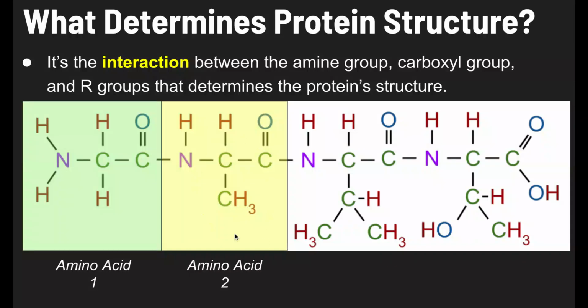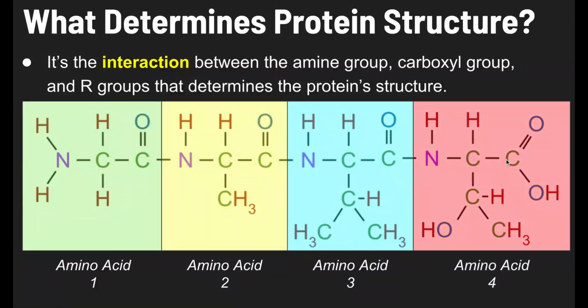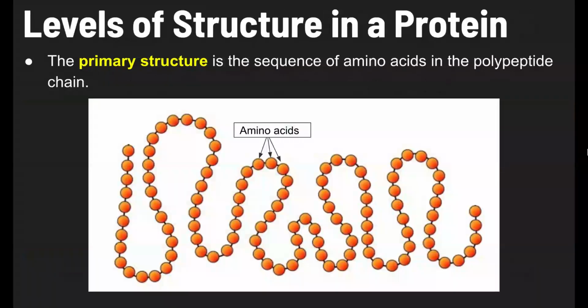So this is a different amino acid. This is why it's amino acid number 2. You keep going, amine group, carboxyl group, a different R group. So this is amino acid 3. Amine group, carboxyl group, and here's a fourth R group. So I have 4 amino acids right now in this polypeptide. And like I said a moment ago, it's going to be the interaction between the amine groups, the carboxyl groups, and the R groups that gives the protein its specific structure.